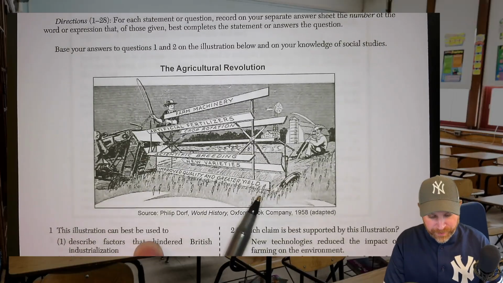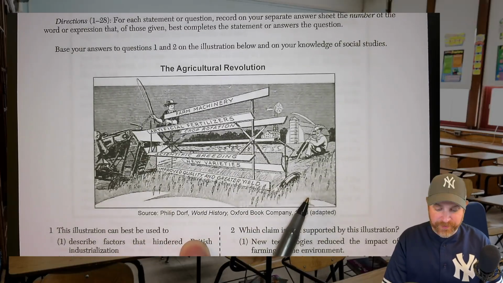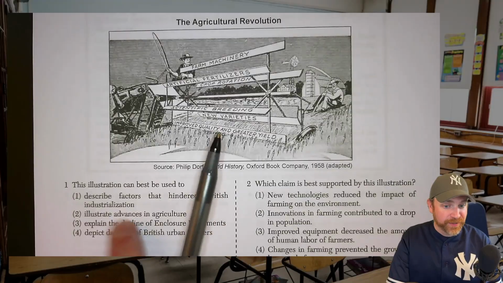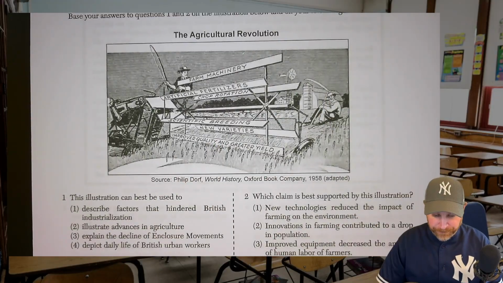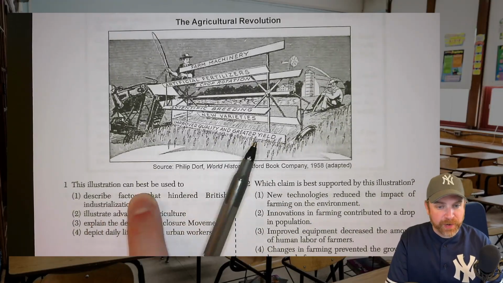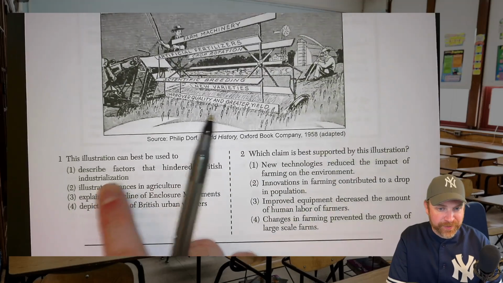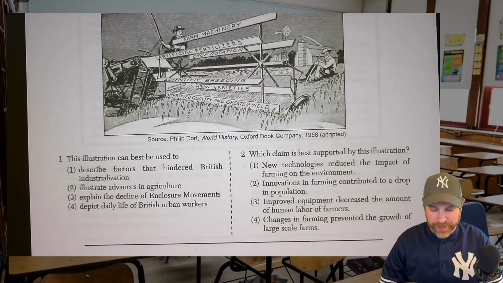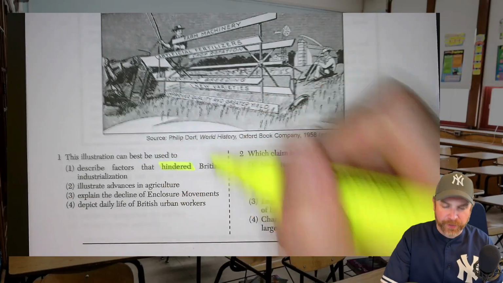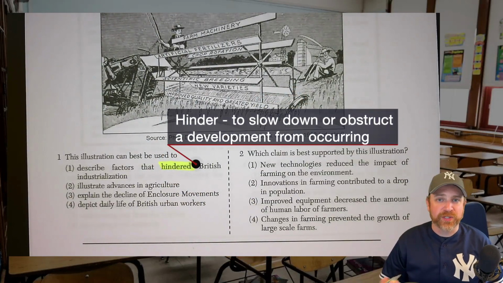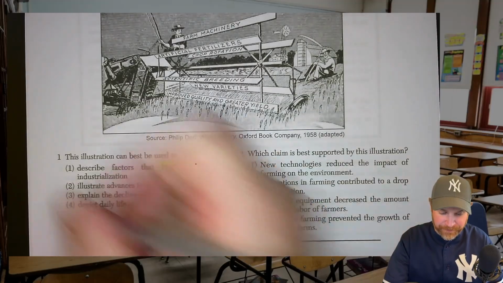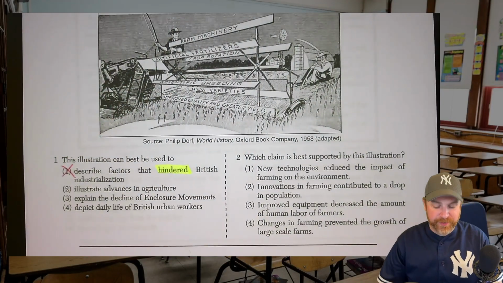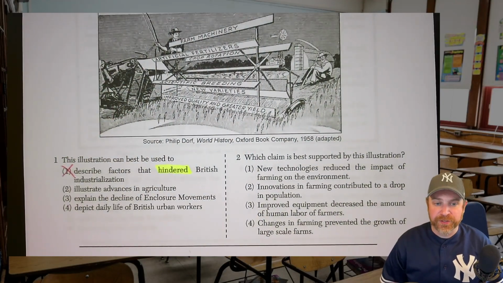This illustration can best be used to, okay, so I can prove which one of these things to be true using this picture. So choice 1 says, describe factors that hindered British industrialization. Okay, this is a word that comes up a lot on the Regents, this word hindered. Make sure you know the word hindered. To hinder something means to slow down or stop. So we cannot pick this as our answer, right? These factors don't hinder industrialization. These factors are going to help industrialization happen, okay?